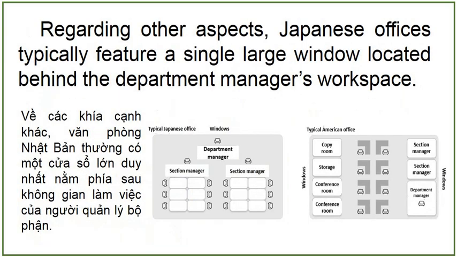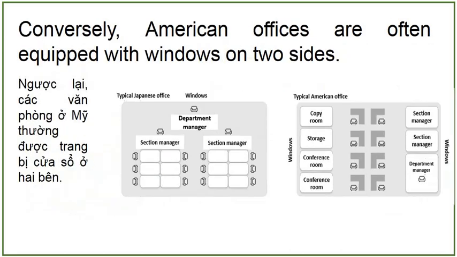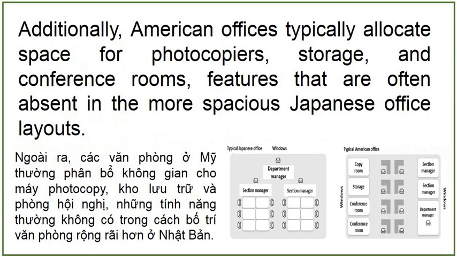Regarding the other aspects, Japanese offices typically feature a single large window located behind the department manager's workspace. Conversely, American offices are often equipped with windows on two sides. Additionally, American offices typically allocate space for photocopiers, storage, and conference rooms, features that are often absent in the more spacious Japanese office layouts.